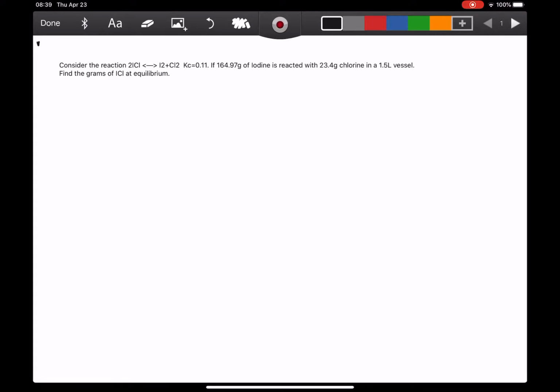So if we are starting with 164.97 grams of I2, and if we add up what the molecular mass of I2 is, we find that it is 253.8 grams per mole. And if we multiply that through, that comes out to be 0.65 moles of I2. Now we'll do the same for chlorine.